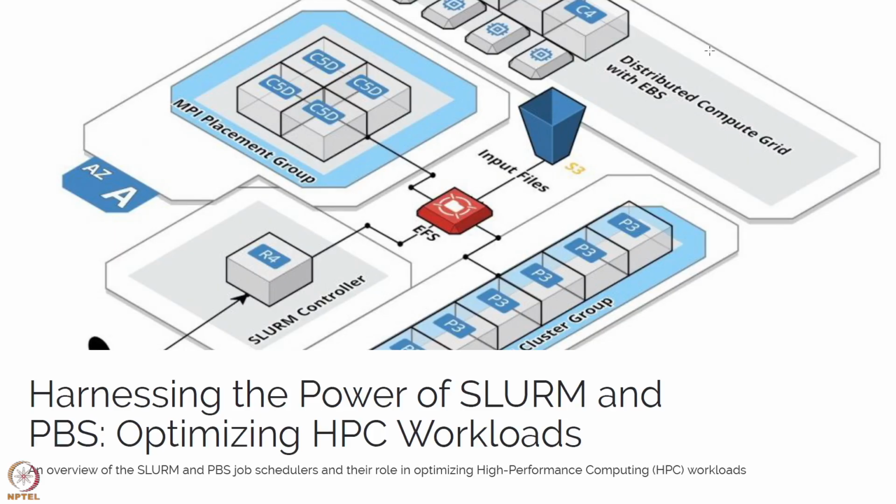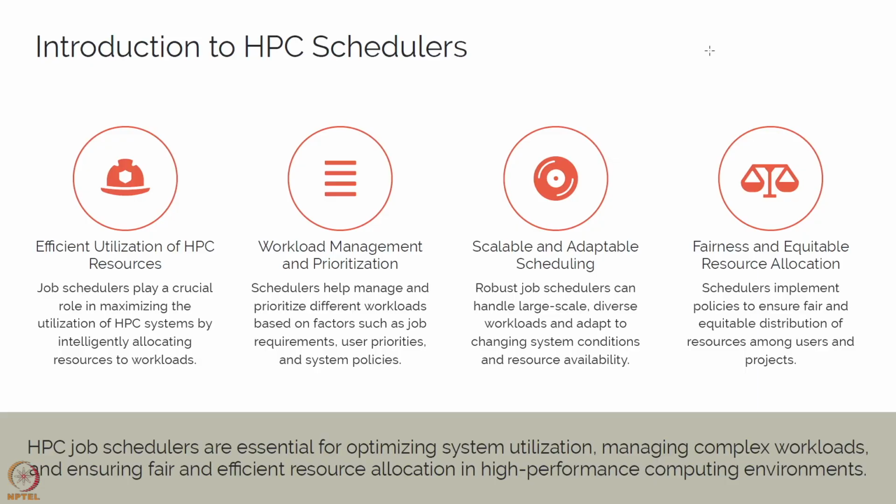So today we will look at harnessing the power of SLURM and PBS, which are used for scheduling work on these HPC machines. They optimize HPC workloads. So what is the need for these HPC schedulers? First of all, you need to have efficient utilization of the HPC resources. So job schedulers like SLURM and PBS play a crucial role in maximizing the utilization of the HPC systems by very intelligently allocating resources to workloads.